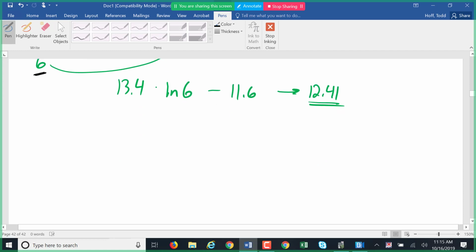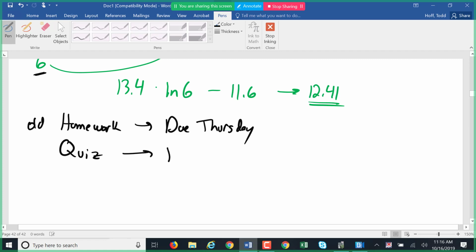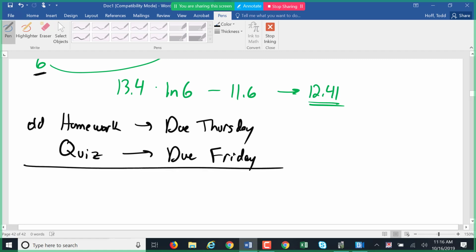Okay, so we do have homework from last class, from Monday, that is due Thursday. And based off that homework, there's a quiz that is due Friday. So that homework, or the quiz, is off the lecture from Monday and last Thursday. Then there's a new homework for today that'll be due next Tuesday.